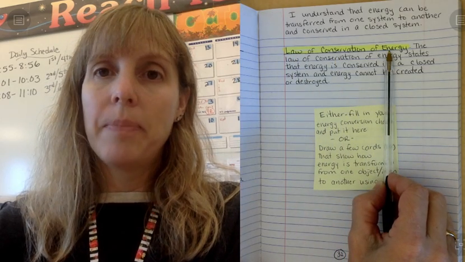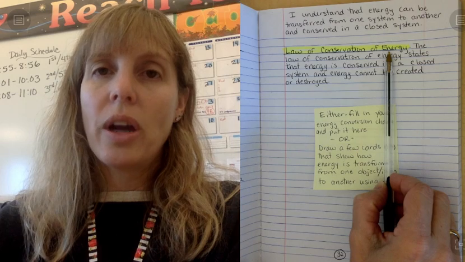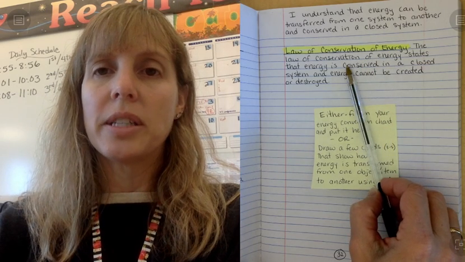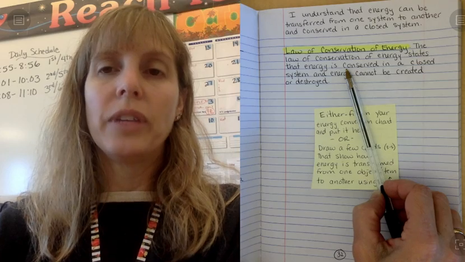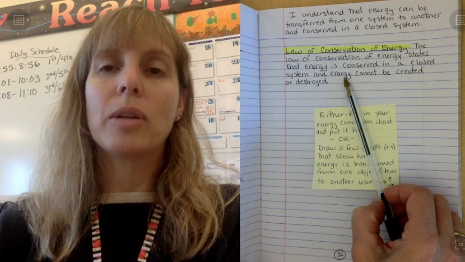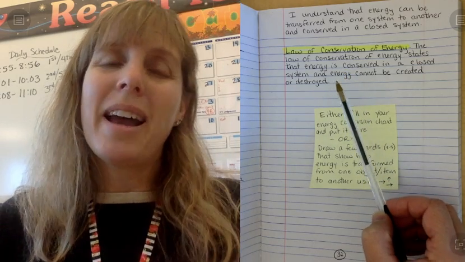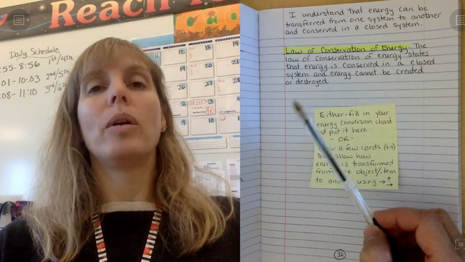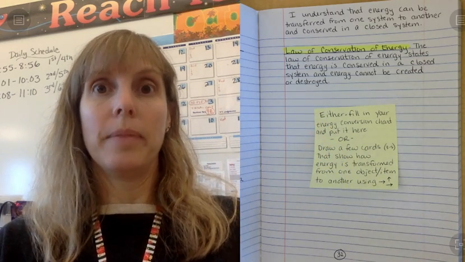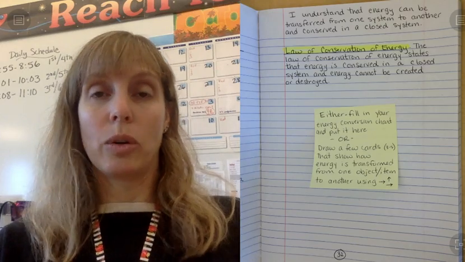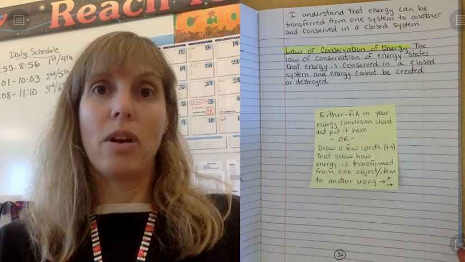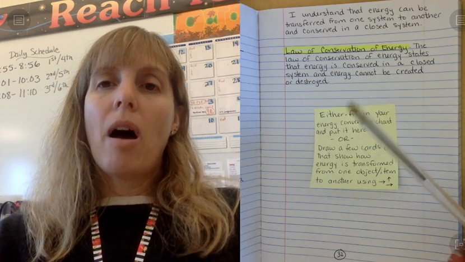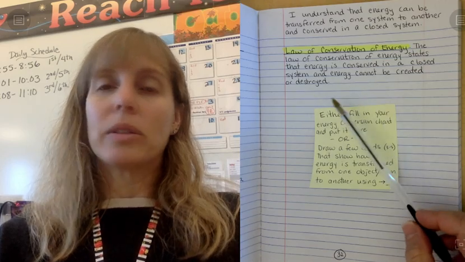Say it with me: law of conservation of energy. And this particular law says the law of conservation of energy states that energy is conserved in a closed system and energy cannot be created or destroyed. So you can't make energy out of nothing. I mean, if you could, that would be amazing, but humans haven't figured out how to do it anywhere, ever, and neither has any other organism made energy out of nothing. You have to have atoms to start with. So energy cannot be created or destroyed.